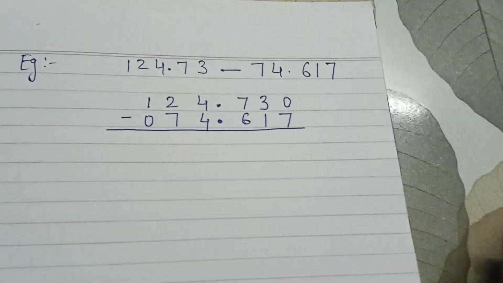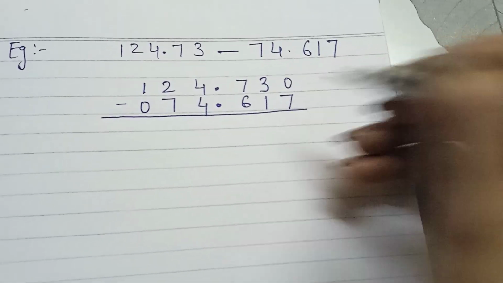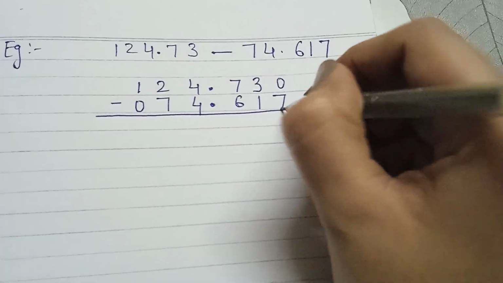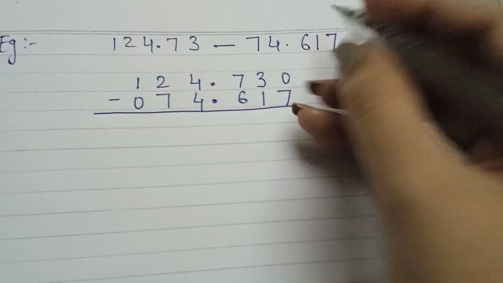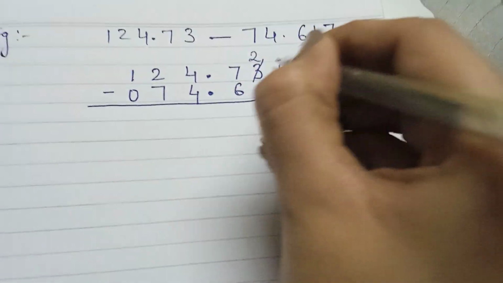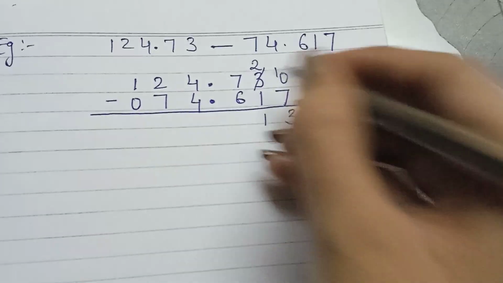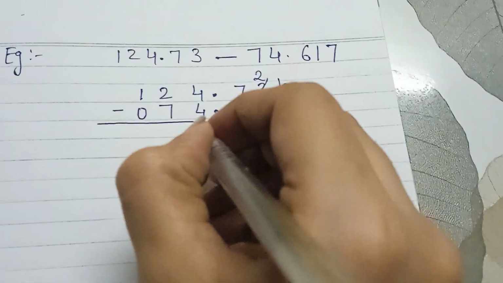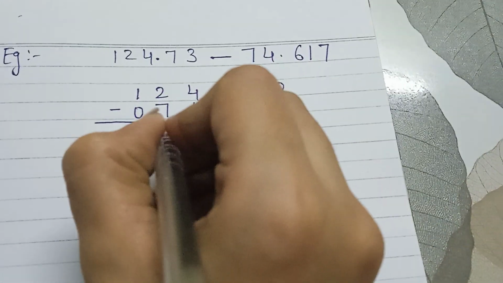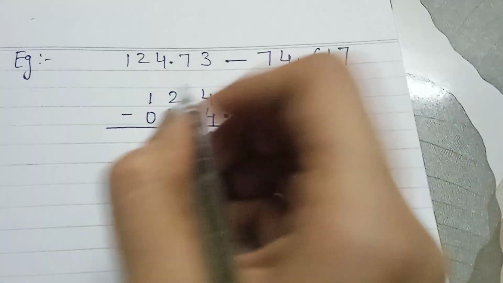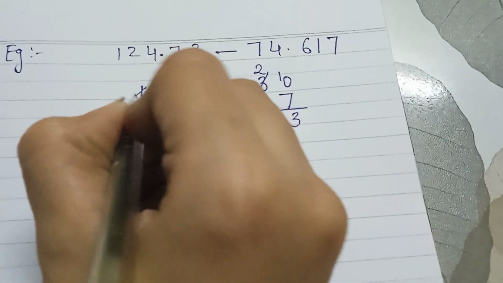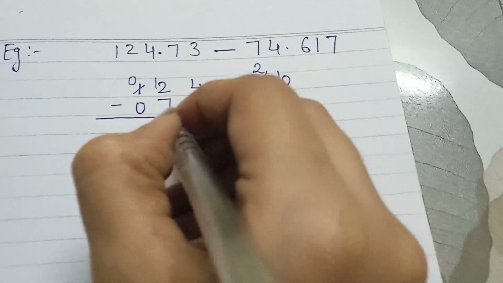Now let's subtract. Can we subtract 7 from 0? No, we cannot. So 2, 10, this is 3, 1, 1, 0. We cannot subtract 7 from 2. This becomes 0, 12.